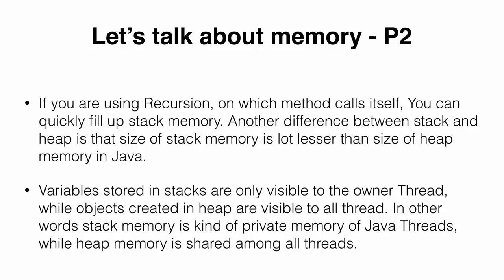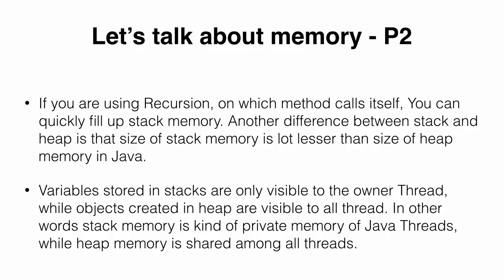And part 2 of this, let's talk about memory. If you're running a recursive function or method, where it's calling itself, you can quickly fill up the stack memory. So be sure to watch out that we don't get a Stack Overflow error, because another difference between the stack and the heap is that the size of the stack memory is a lot smaller than the size of the heap memory in Java, which makes sense because you're storing primitive types on the stack, whereas we're storing objects, which could have a fair amount of data, on the heap.